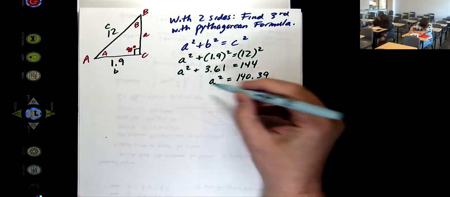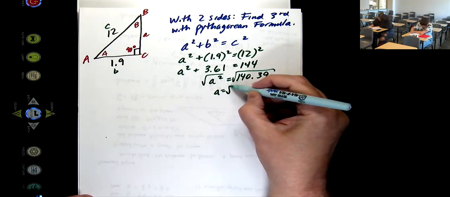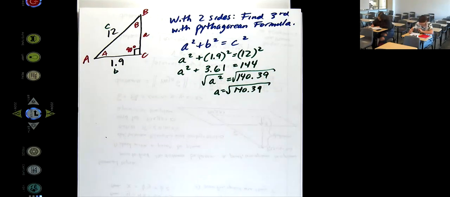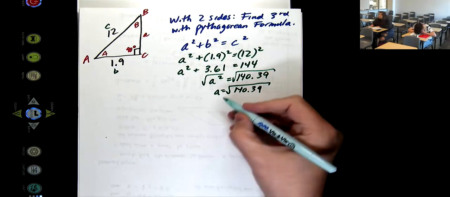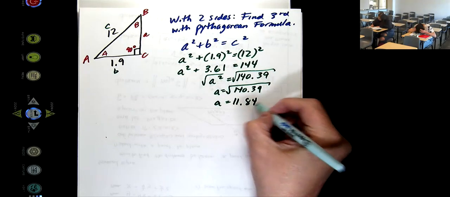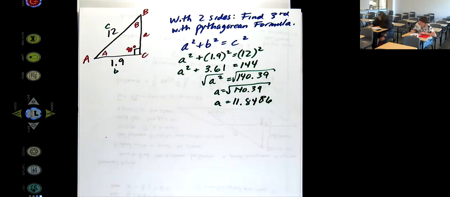This is where we need the square root stuff. A will be the square root of 140.39. And let's just see what that is. I'm getting A equals 11.8486. Whatever units they're in, I didn't write a unit.